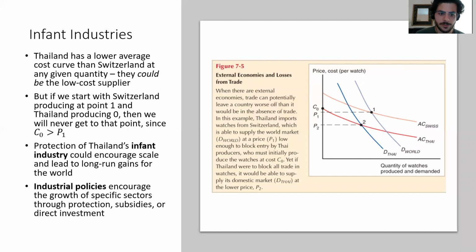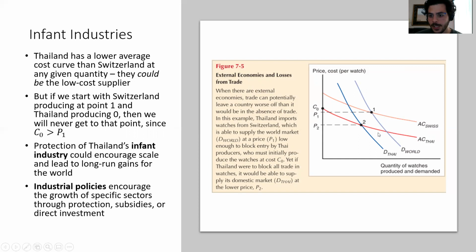So let's look at an example of this. Suppose that there's two countries that can produce watches, Switzerland and Thailand. But we're starting at a point where Switzerland is supplying the entire world market. And so this is their average cost curve, and this is the world demand curve. So Switzerland is producing at Q1 here, and they can sell at a price of P1, which is equal to their average cost.